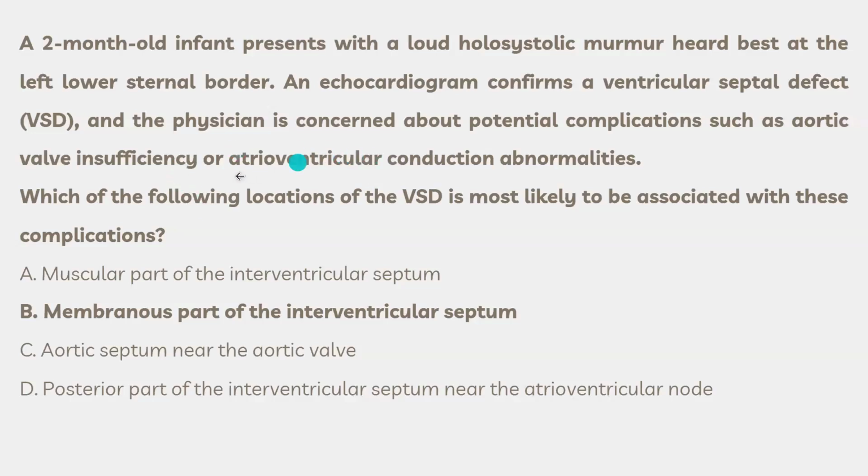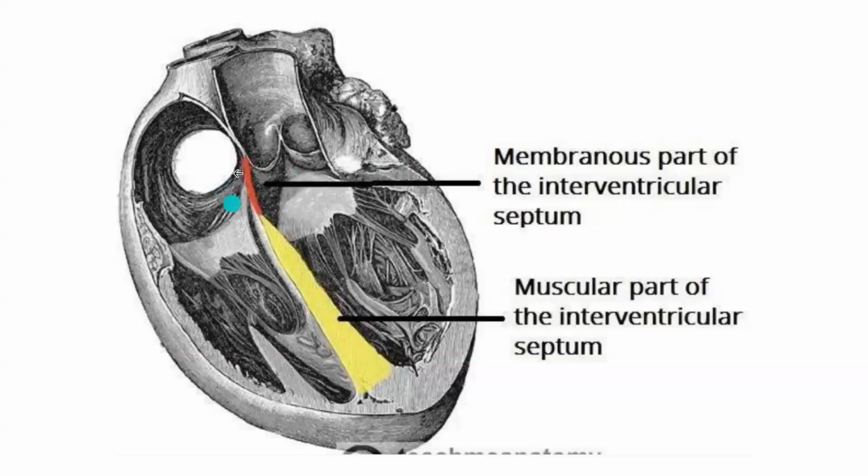And also in the question, they did mention atrioventricular conduction abnormalities. The bundle of His does run through the membranous part of the interventricular septum, so it will lead to conduction abnormalities. So that's also an indication that this is the correct answer. Or you could remember that the muscular one has more muscles and the membranous one is weaker. Is that clear?